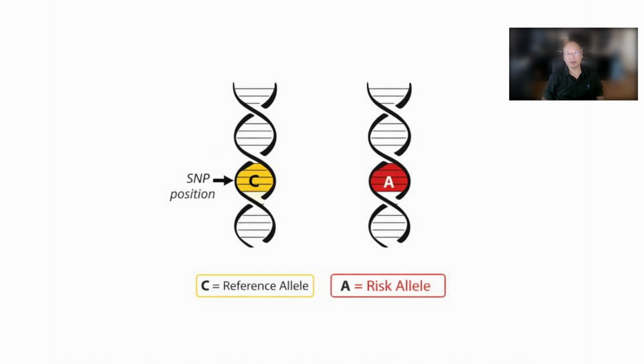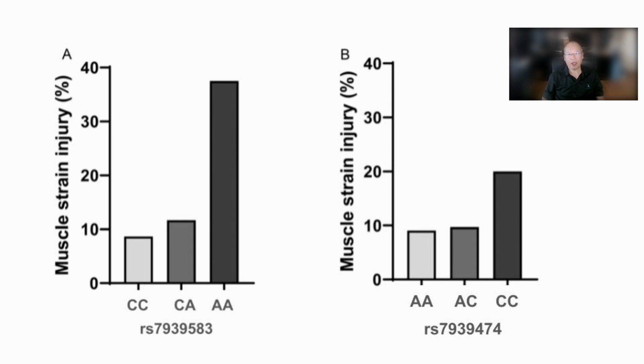A polymorphism is also known as a single nucleotide polymorphism. So in this example, most people would have a C, called the reference allele. Some people would have an A, called the risk allele, and you get one allele from your mom and one allele from your dad. What they found is that people with two A alleles had increased risk for hamstring strains. And for the other polymorphism, people that had two Cs were at increased risk for hamstring strains.